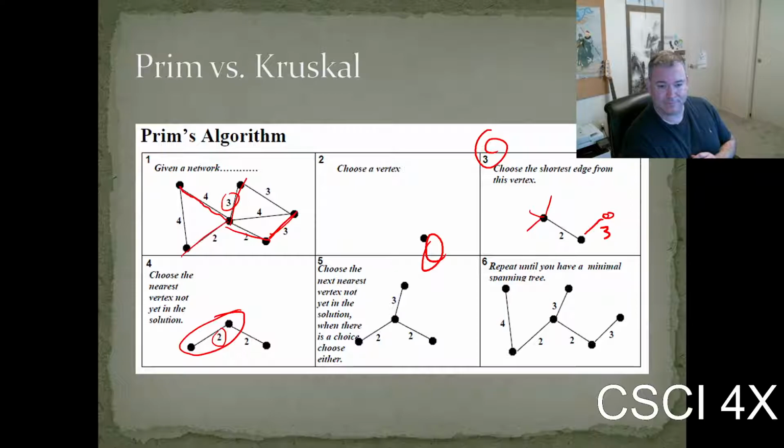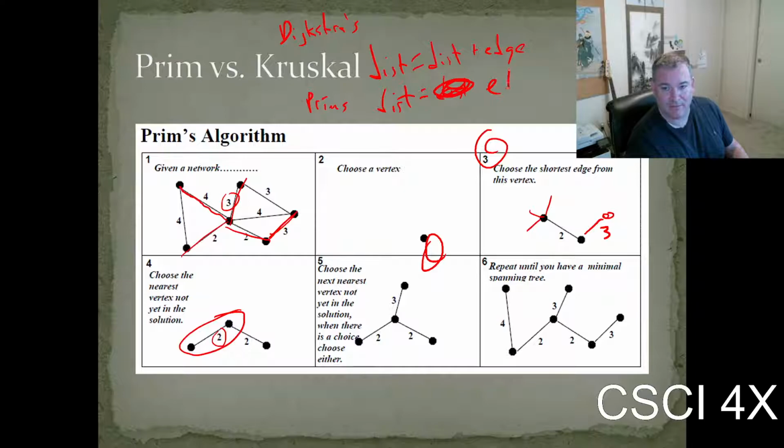So for Dijkstra's, the distance is equal to the distance of the person you're processing plus the edge weight. This is Dijkstra's. For Prim's, the distance that you're sorting on is just the distance of the edge. That's it. Same code. It's buggy Dijkstra's.